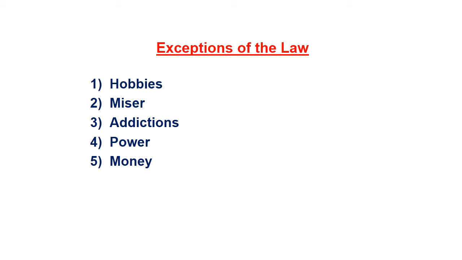Number 3 is addiction. Take the example of alcoholic people. With the consumption of additional units of alcohol, marginal utility goes on rising and not falling. So that is also an exception.